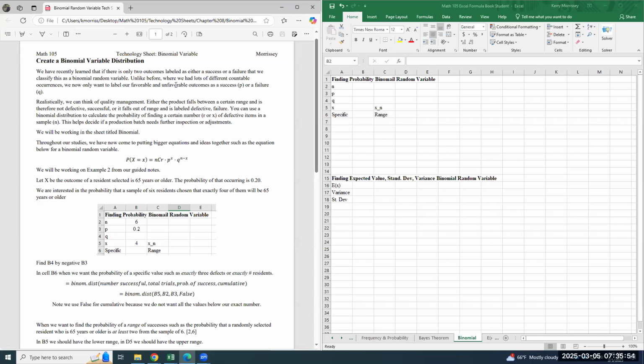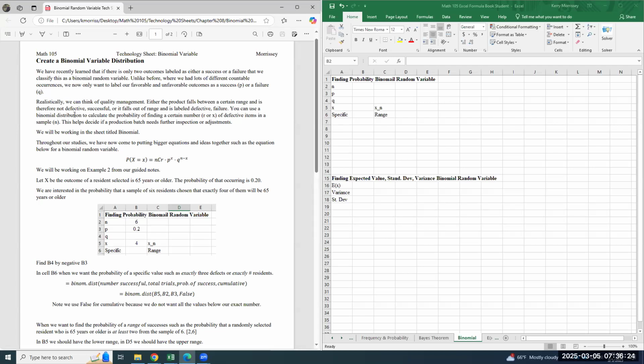So unlike before, where we had lots of different countable occurrences, we now only want to label our favorable and unfavorable outcomes as a success P or a failure Q. Realistically, we can think of quality management. Either a product falls between a certain range and is therefore not defective, successful, or it falls out of the range where it's labeled as a defective piece, and therefore it's a failure.